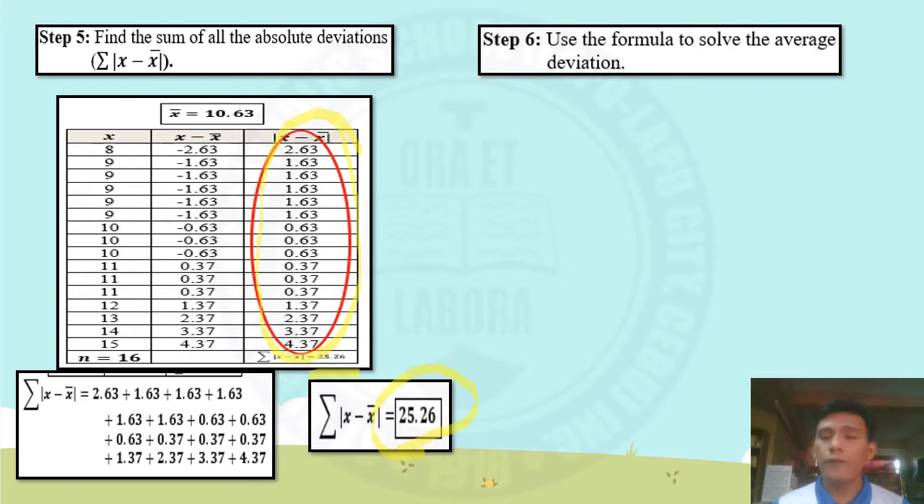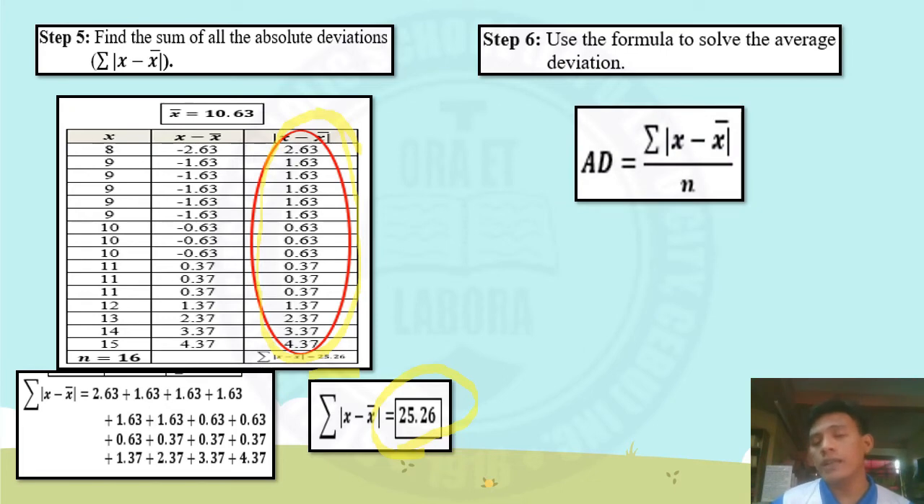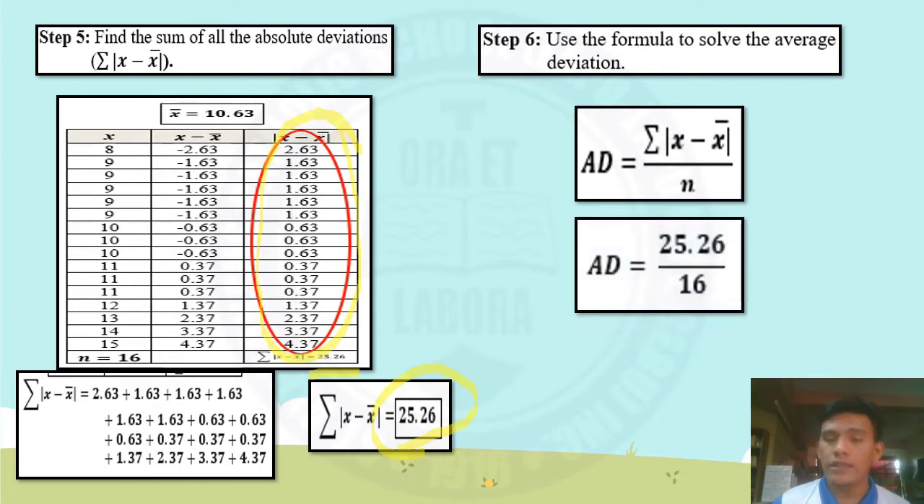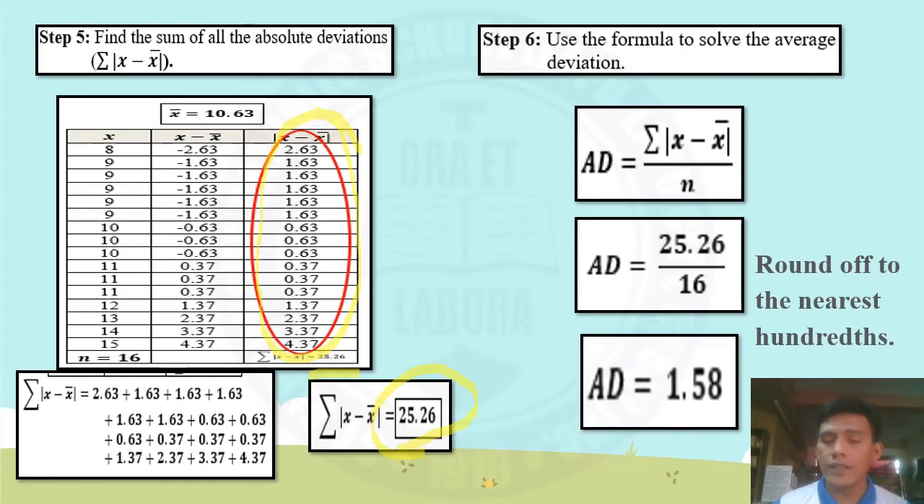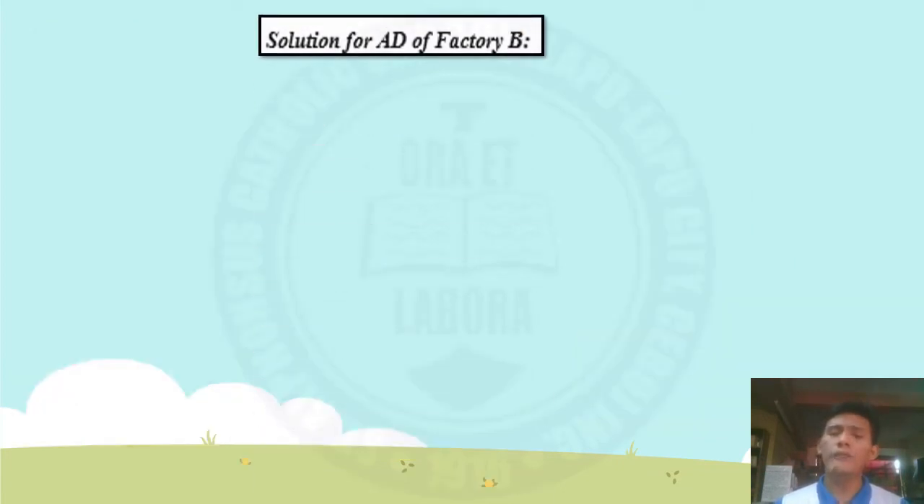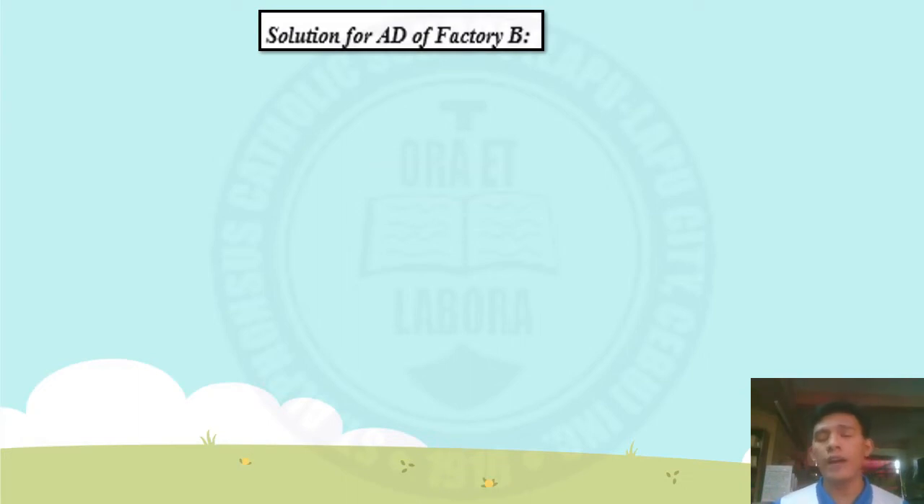Step 6. Use the formula to solve the average deviation. Average deviation is the summation of the absolute value of x minus the mean over n. So, substitute the value of the summation of the absolute value of x minus the mean, that will be 25.26. And our n is 16, rounded off to the nearest hundredths, or use 2 decimal places for our final answer. That will be AD, or average deviation, is equal to 1.58. For factory B, we need to solve for the average deviation for that.